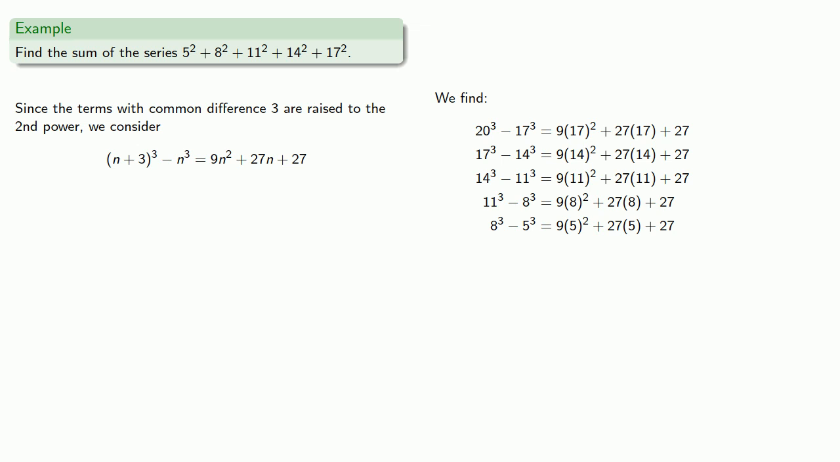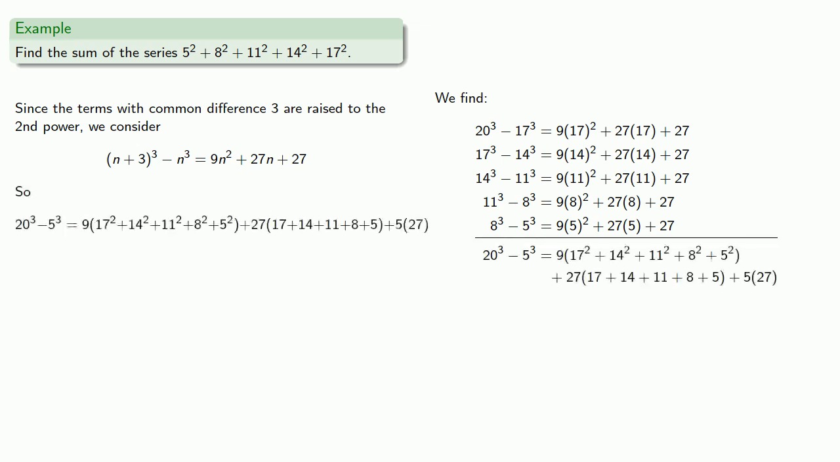Adding the left side. Adding the right side. And that gives us... Now, our previous result would have given us this sum. Turns out to be 55. And so we can solve for the sum of the squares.